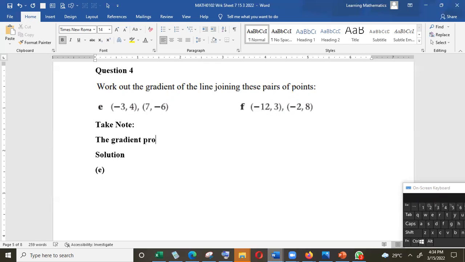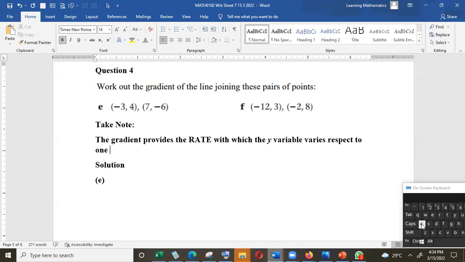Gradient provides the rate, it is a rate, with which the y variable varies with respect to 1 unit variation of the x variable.